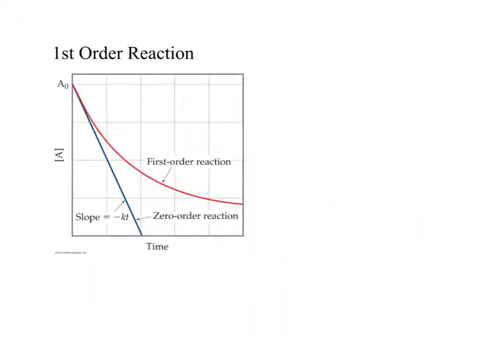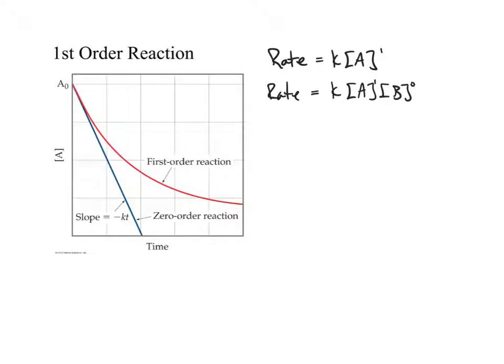Next, we're going to talk about a first order reaction. Now, as rare as zero order reactions are, first order reactions are around all the time. A reaction that is first order might have just one reactant, or it could have two reactants. So a rate law for a first order reaction would just be A to the first power, or it could be A to the first power times B to the 0, where it would have two reactants, but one reactant does not affect the speed overall of the reaction.